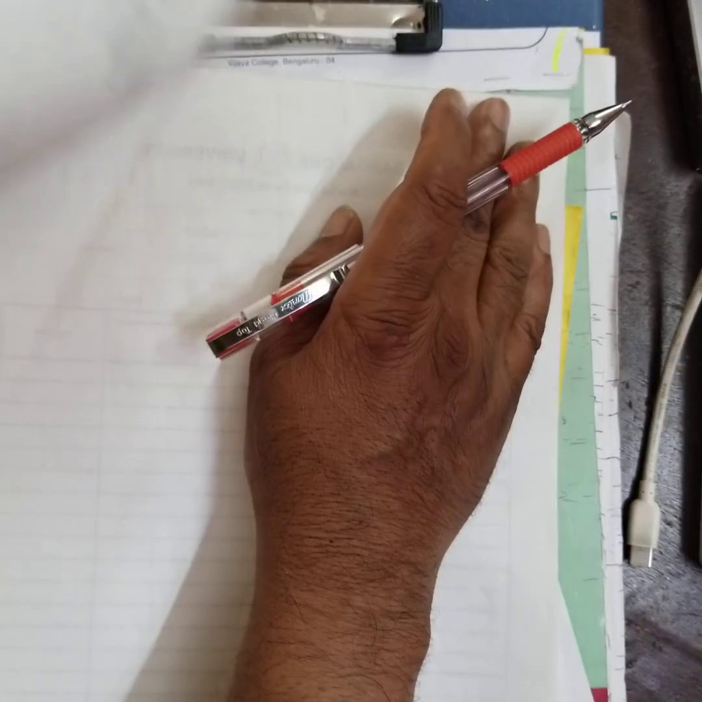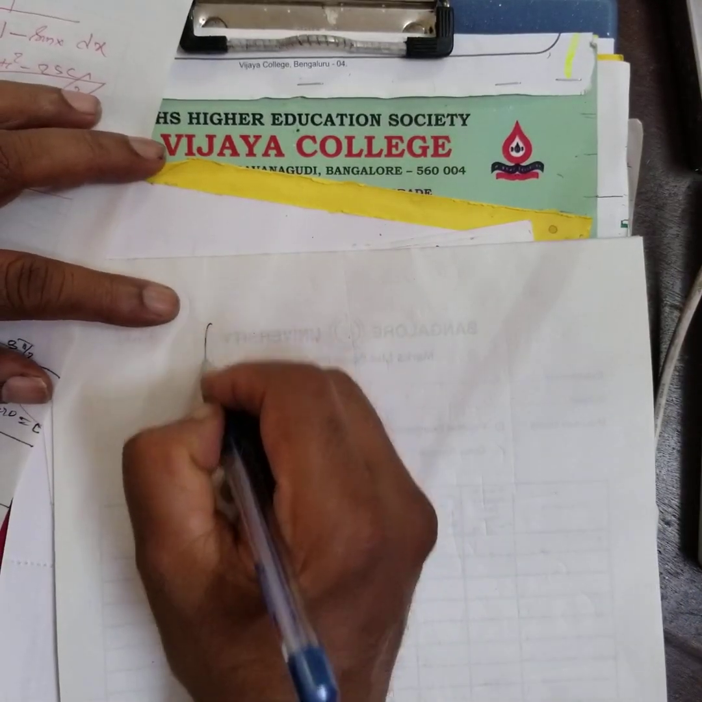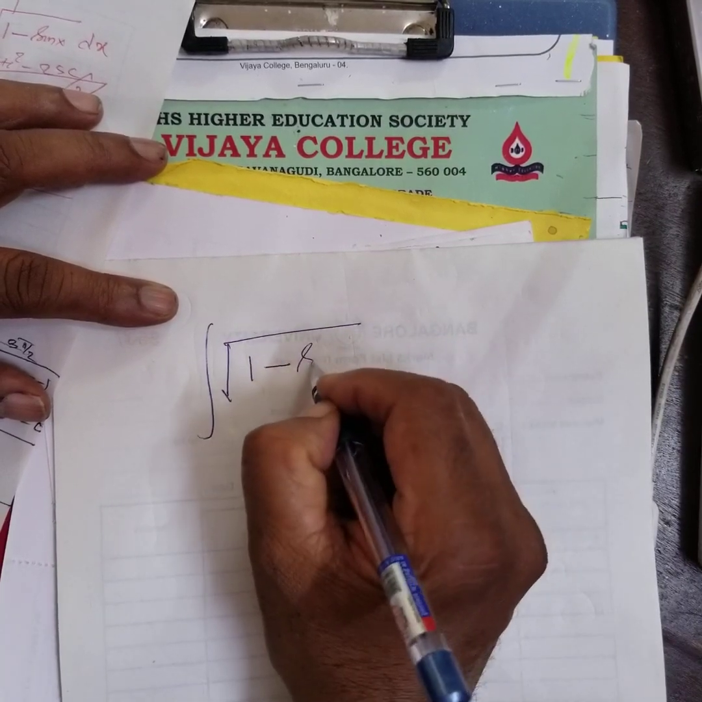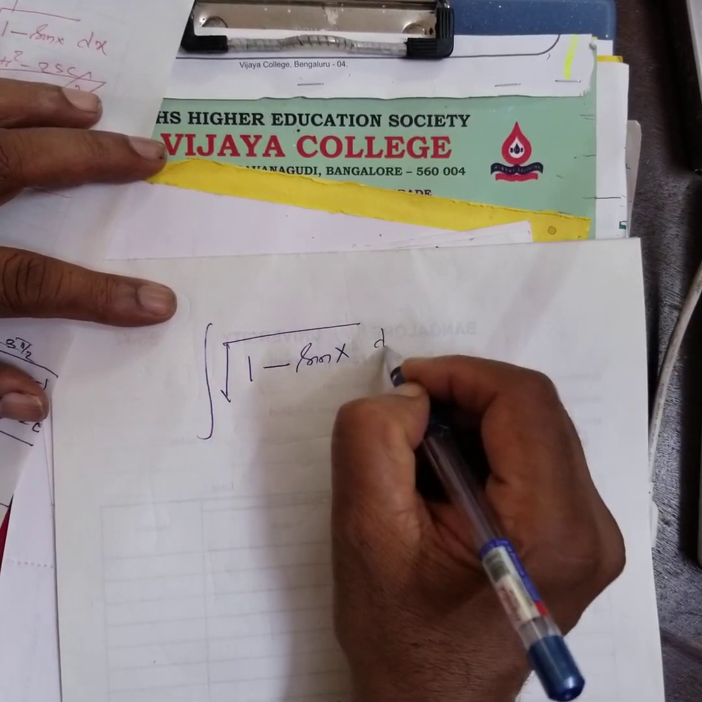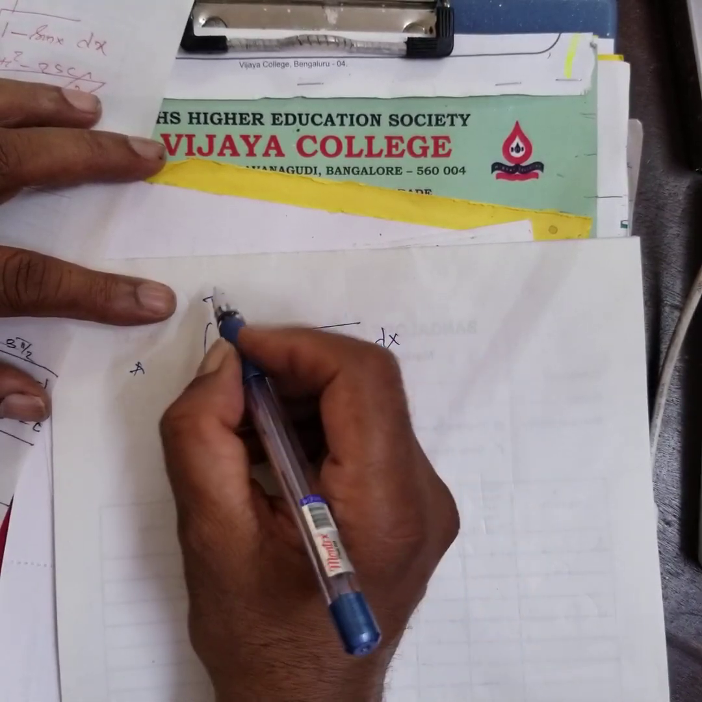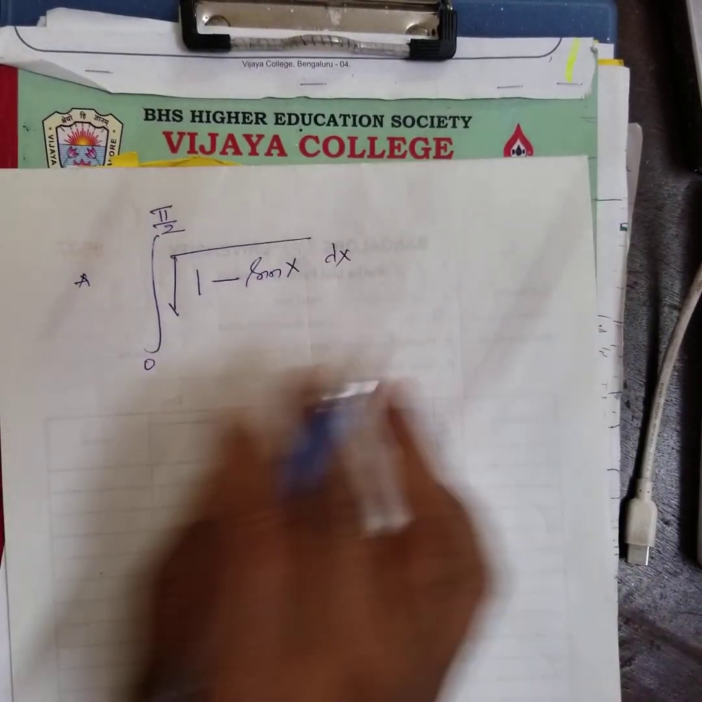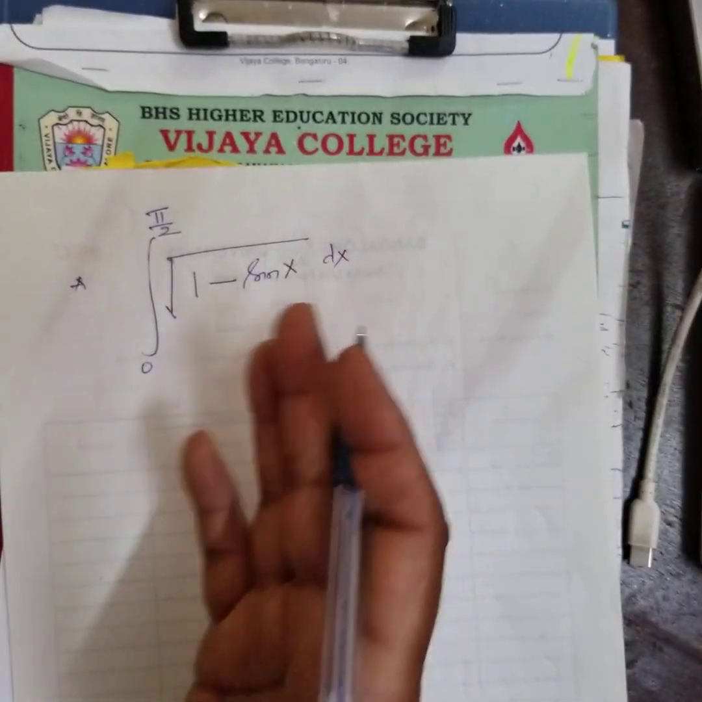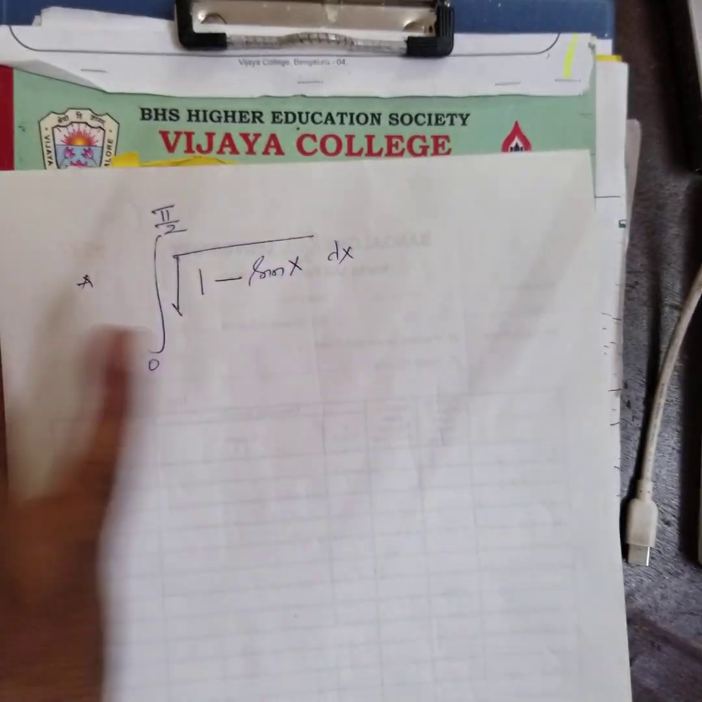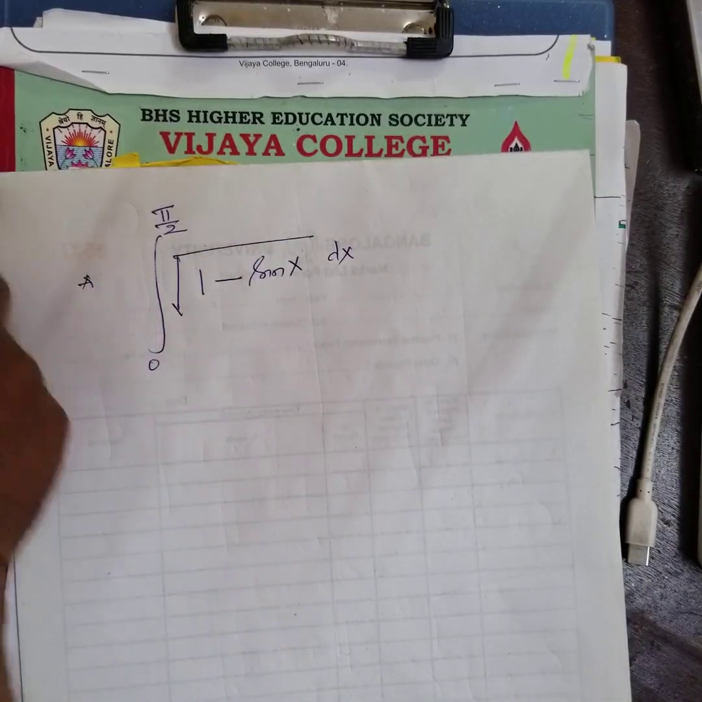Another important sum, which they have asked even in the final exam and in the entrance exam: integral of square root of 1 minus sin x dx, from 0 to pi by 2. There will be 4 choices, but in the examination, in CET or NEET or anywhere, you can't sit and work it out. Here, if you have already worked it out, you can do it.